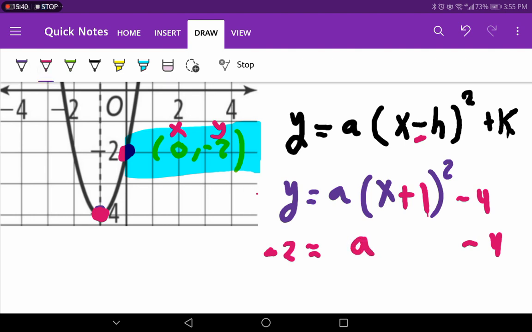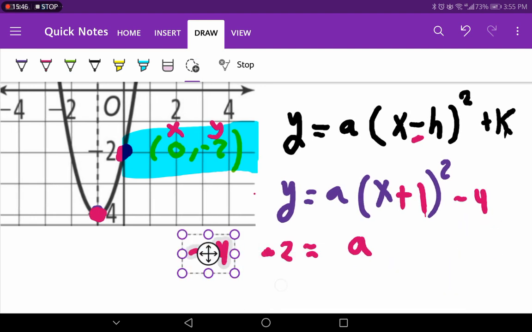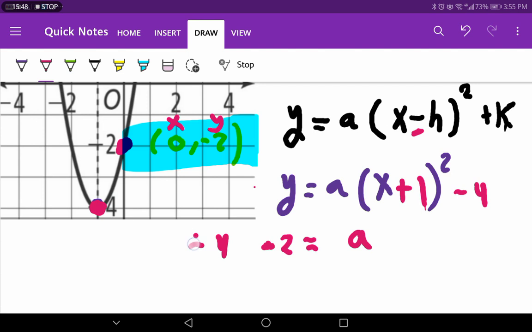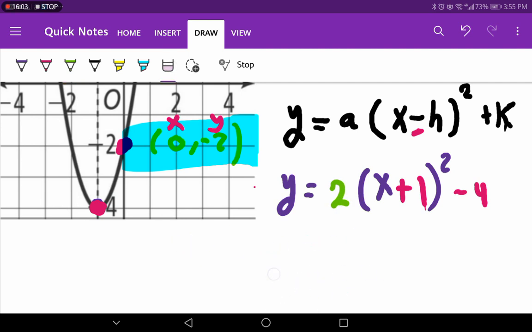So it is a linear equation. So I will make the a alone and happy. Here, I will put it here and change the sign. It will be positive because I change. So it is 2 equals a, or a equals 2. So I erase the a from here and write 2. I found the vertex form equation.